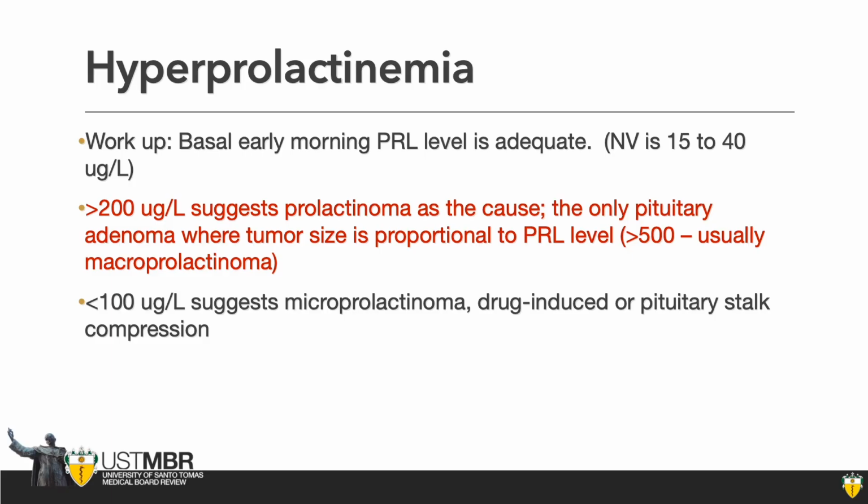And if your prolactin level is less than 100, generally these are either really tiny prolactinomas or could be just drug-induced or impingement of the pituitary stalk. Say, for example, there's another tumor there not related to the pituitary, and it impinges on the pituitary stalk. There's a possibility of the dopamine not being able to cross through, so the prolactin level might go up a little bit.